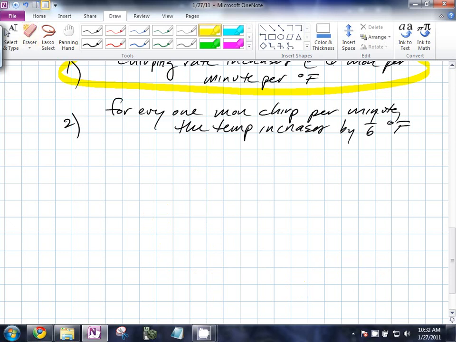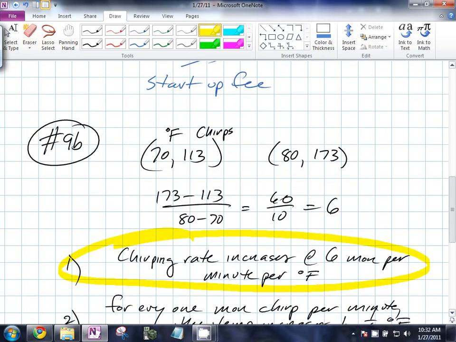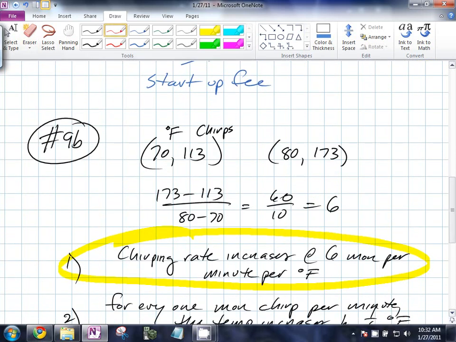9. Find a linear equation that models the temperature as a function of the number of chirps per minute. I'm sorry, I'm reading the wrong one. Find the linear function that models the temperature as a function of the number of chirps per minute n. So you want to model temperature in terms of n.